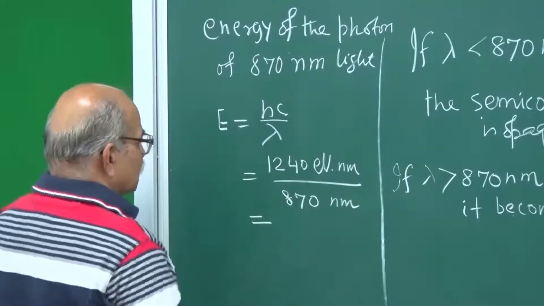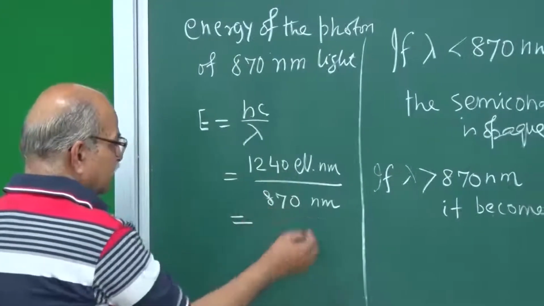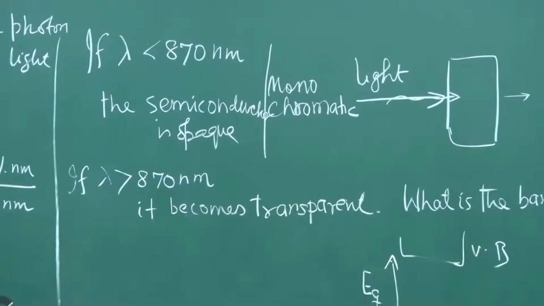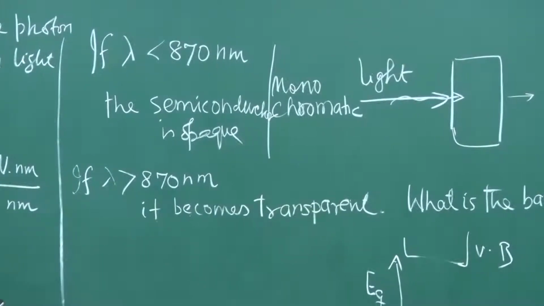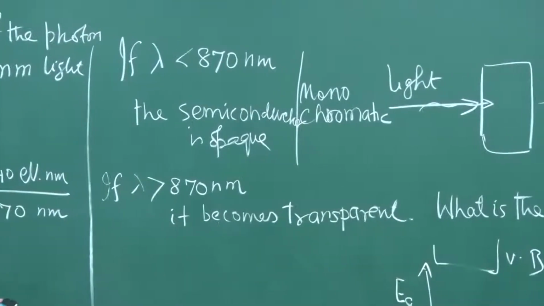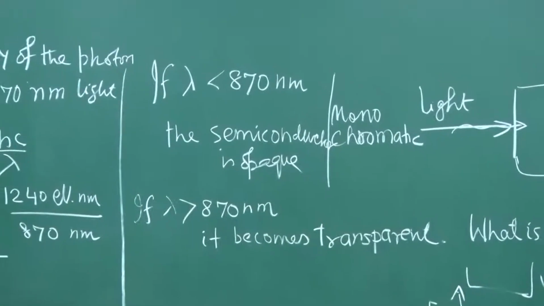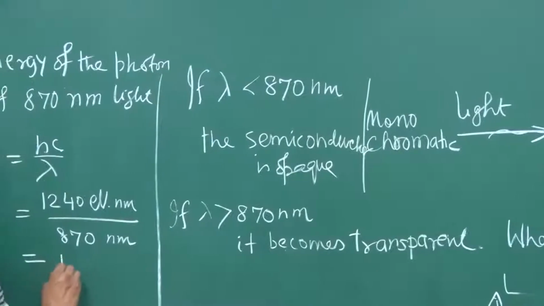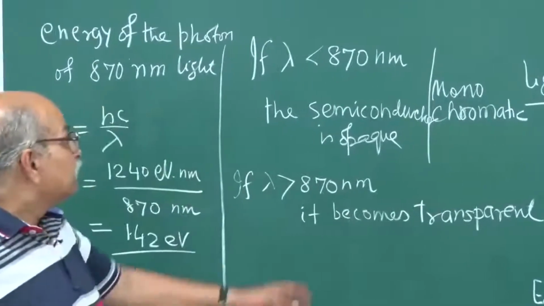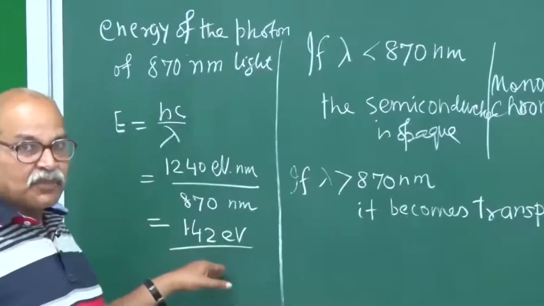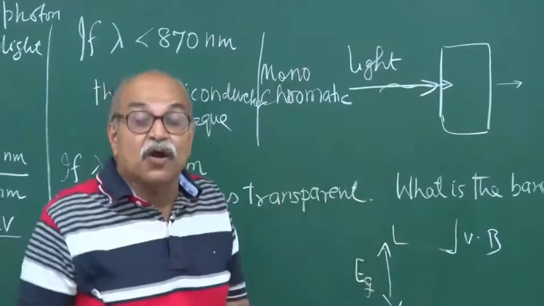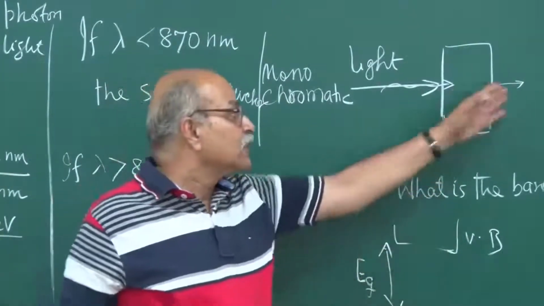So, you can work out how much this energy is. 1240 divided by 870. Let me calculate. This is 124 divided by 87, and this is 1.42, almost 1.42 eV. So, that means if lambda is less than this, the energy is more than 1.42. So if energy is more than 1.42, then it gets absorbed. It is opaque, light doesn't come out.